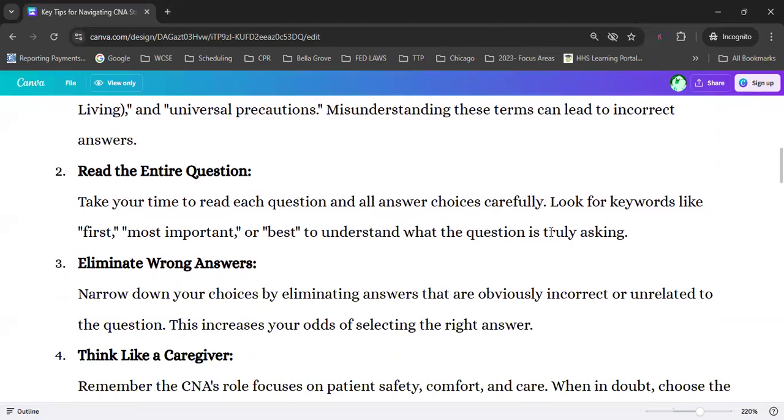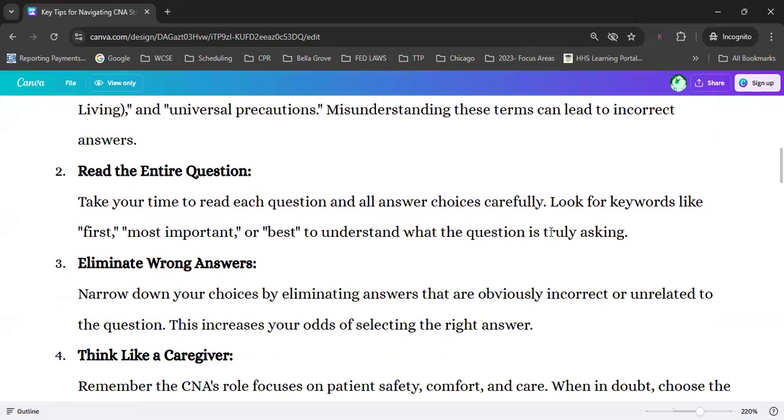You want to make sure that you read the entire question. Take your time to read it. Don't assume that you understand what's being stated. Take your time and read the entire question and all of the answer choices carefully. You want to look for keywords like first, most important, or best to understand what the question is truly asking.